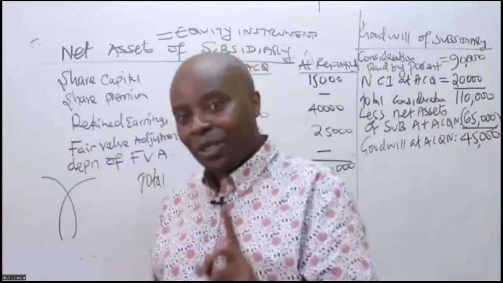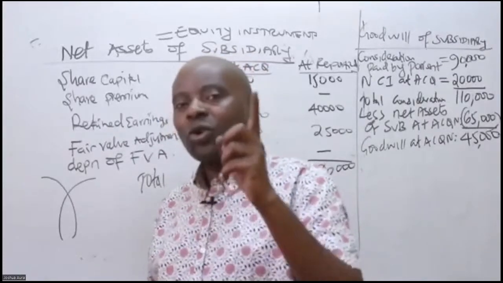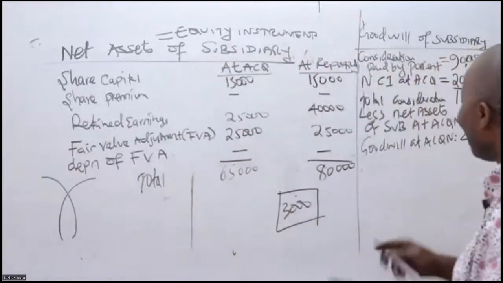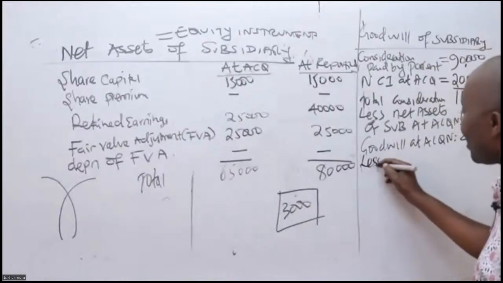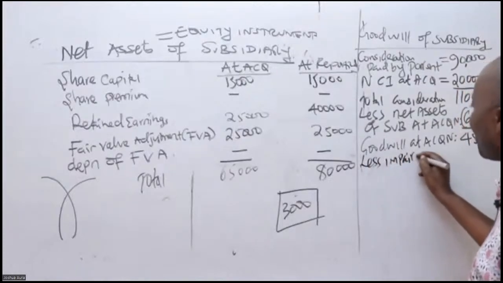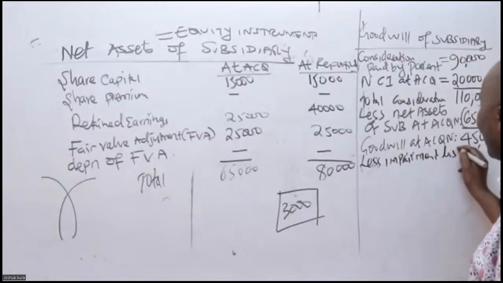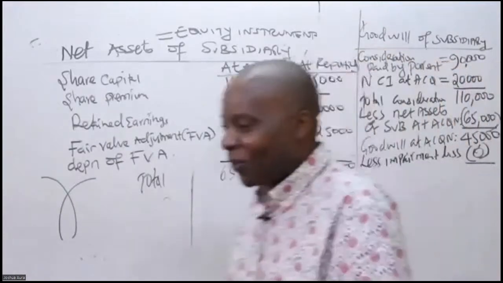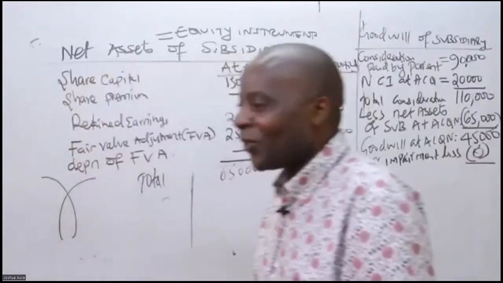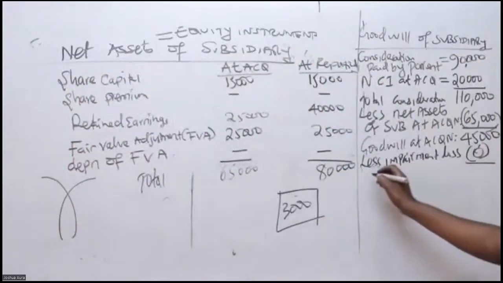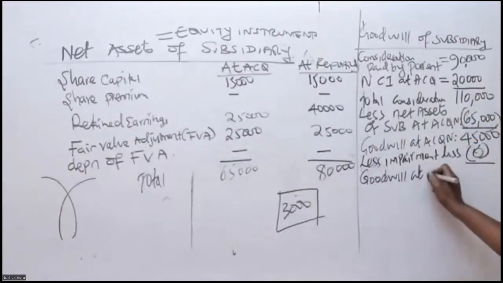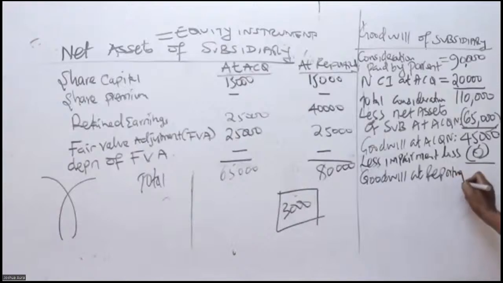An asset, in this case, ladies and gentlemen, will depreciate. Even yourself will depreciate. Depreciation of an asset called goodwill, we normally call it impairment. So in this case, you come and less impairment loss. In this question, there is no impairment loss. So then come and give us the goodwill at reporting, which will be the same 45,000.